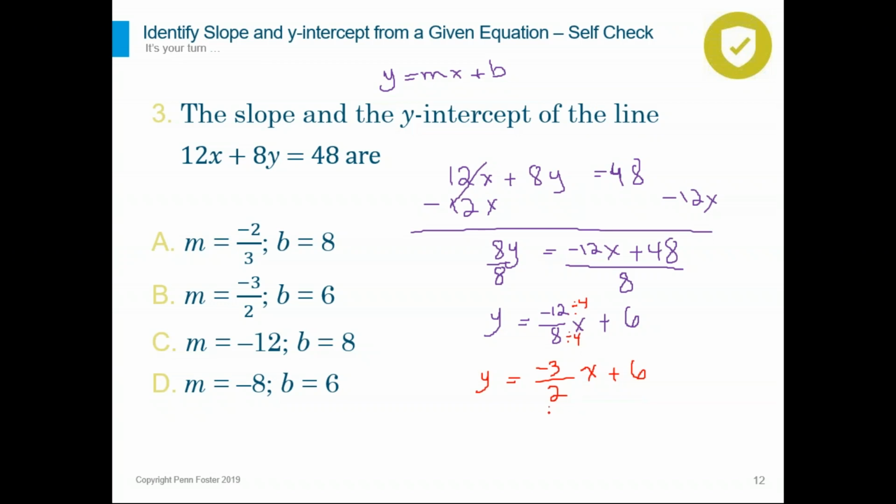What would be the slope? Right away, that would be the slope, negative 3 over 2. Where the line intersects the y-axis would be the point 0 and 6. The question is asking for the y-intercept, not the y-intercept point. So the answer would be 6 in this case. Then the right answer would be negative 3 over 2 for the slope and 6 for the b, or the y-intercept.